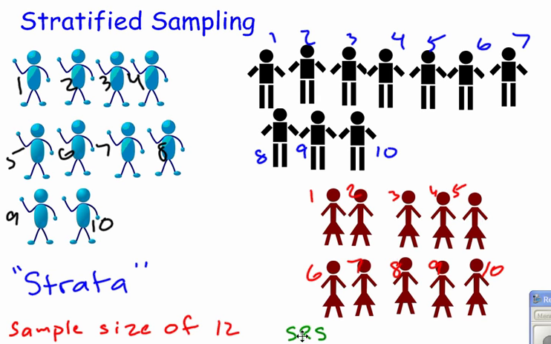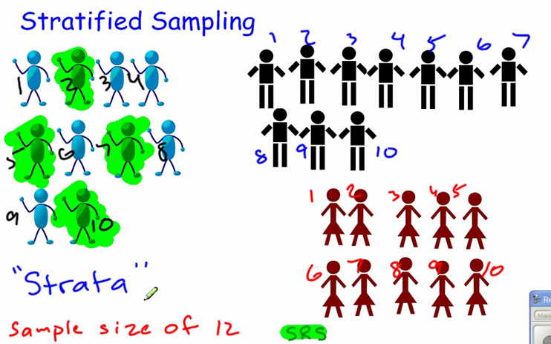I would then use SRS for each group. I don't want to use the same numbers for each group, so I want to use SRS for the blue group. And I would choose, let's say the numbers that came up for the first group were the numbers 2, so I'm going to interview this guy, 7, I'm going to interview this guy, 5, so I'm going to interview this guy, and 10, interview this guy. Now I'm not finished with my sample because I want a sample size of 12, so I've got 4 from this strata. Then I go over to the black strata, or the group of black characters.